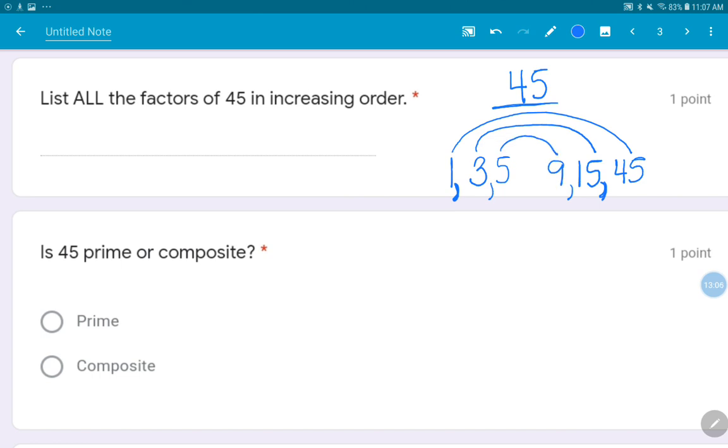Is 6 a factor? No. 7? No. 8? No. And we've already got 9, so I know that I'm finished. So the factors are 1, 3, 5, 9, 15, and 45. So is 45 prime or composite? Composite. How do we know it's composite? Because it has more factors than 1 and itself. Very good.